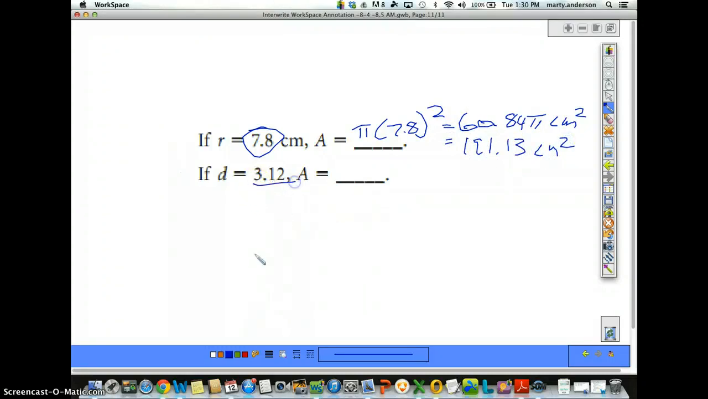Give me a diameter. Cut it in half to get the radius. That's a common mistake. People just get too antsy and want to get on with the problem. Don't forget you need to find the radius. It's 1.56 first, and then we're going to square that and get 2.4336. And then if we wanted to multiply that times pi, we get 7.65 for my area.